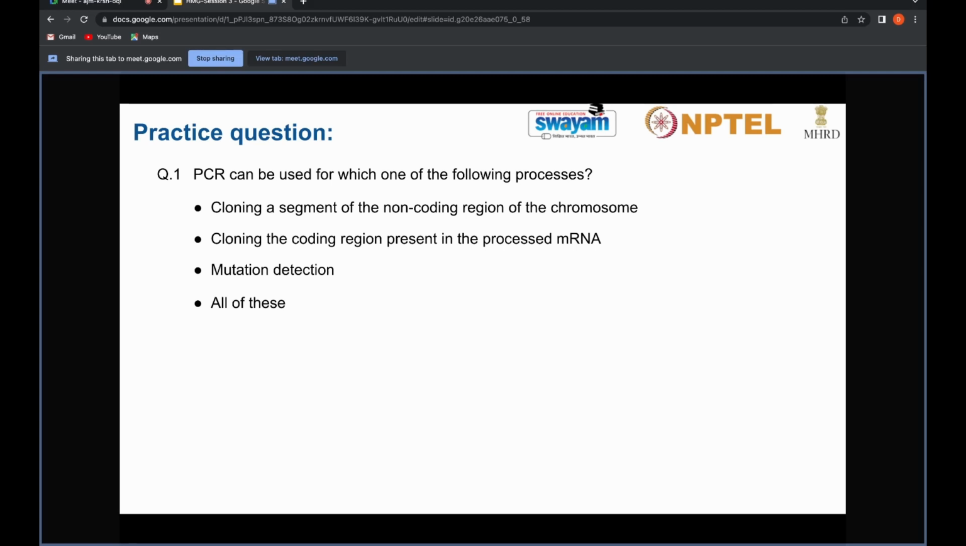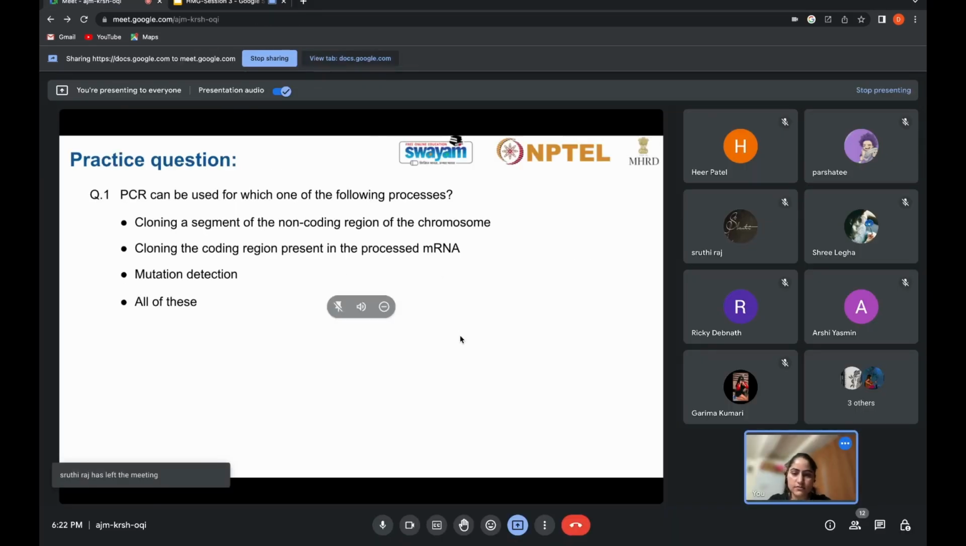PCR is the polymerase chain reaction, in which, if we have a small sample of DNA, we can make millions of copies. So what do you think would be the correct option? Can we clone the known coding region of the chromosome, just the coding part, or can we also detect mutations with the help of PCR? What would be the correct option? You can guess also if you want. Then we'll discuss what the right answer is.